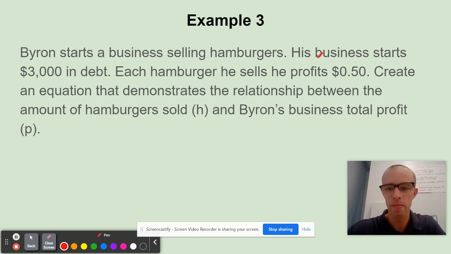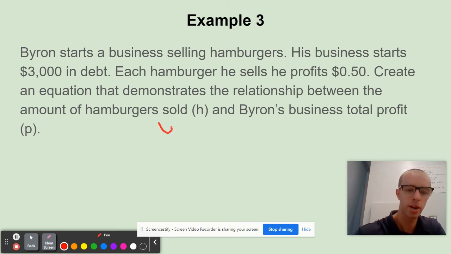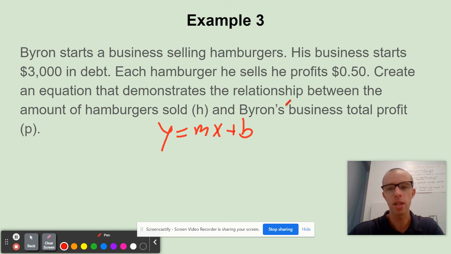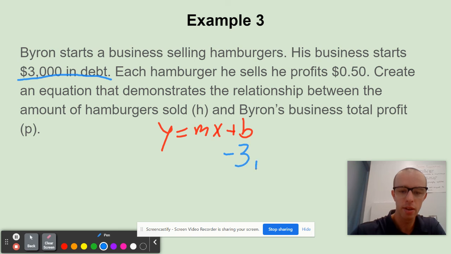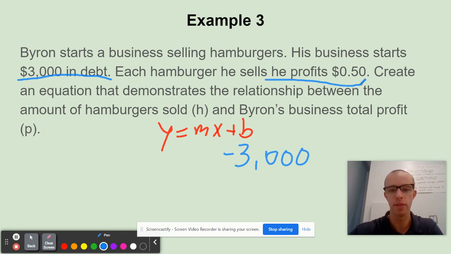Byron starts a business selling hamburgers. His business starts $3,000 in debt. Each hamburger he sells, he profits 50 cents. Create an equation that demonstrates a relationship between the amount of hamburgers sold, H, and Byron's business total profit, P. All right, so I'm going to start by writing y equals mx plus b. And now I'm going to think really carefully about where does he begin here. He starts $3,000 in debt. Think about what debt represents here. Debt means you have negative money. So I'm going to write negative 3,000.